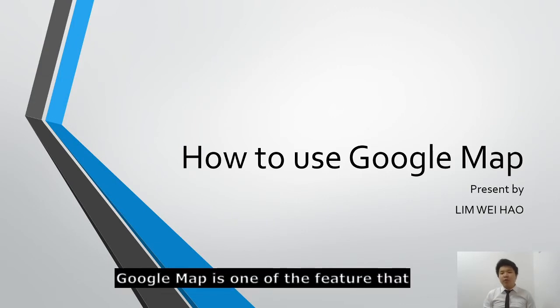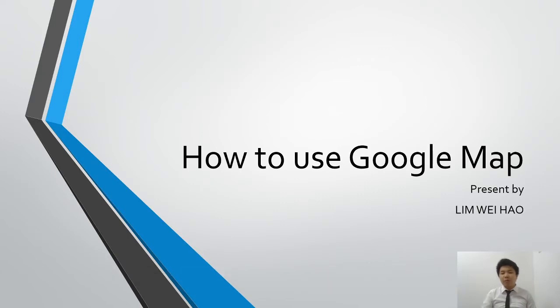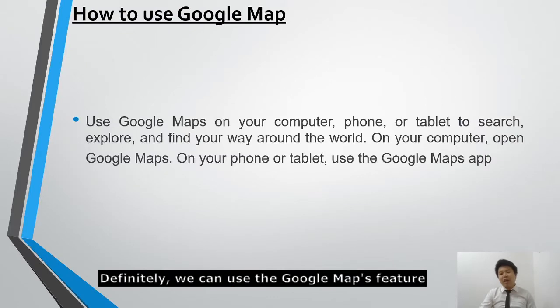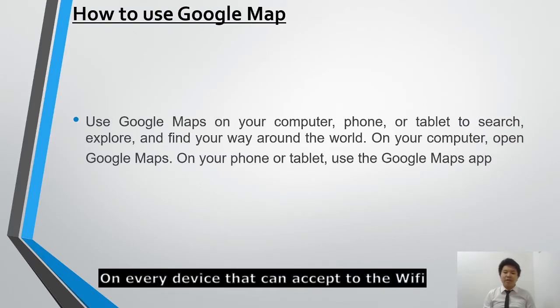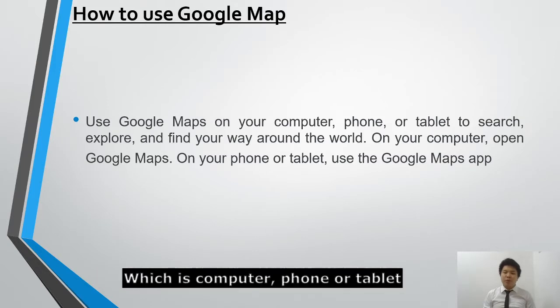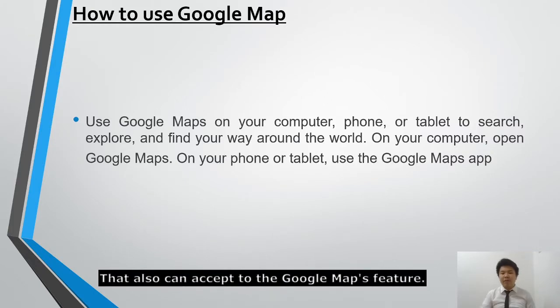Okay, Google Maps is one of the features provided by Google that lets us search, explore and find a way around the world. Definitely, we can use the Google Maps feature on every device that can access Wi-Fi, which is a computer, phone or tablet, and we have one device called GPS that can also access the Google Maps feature.